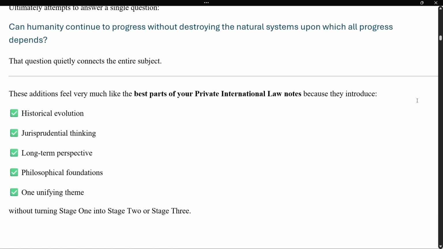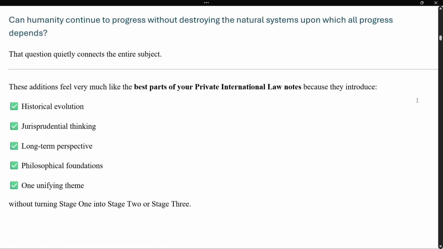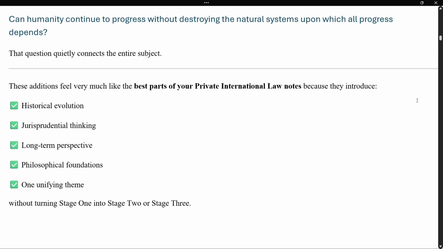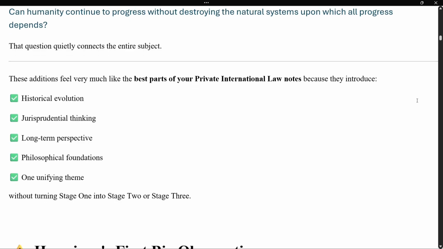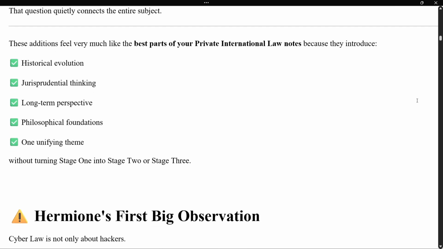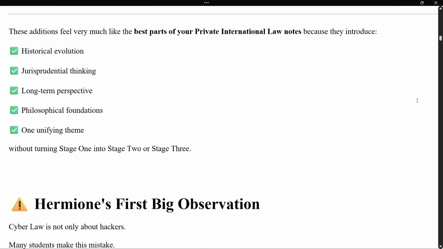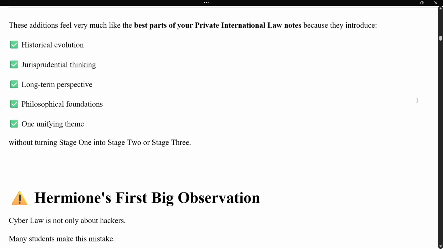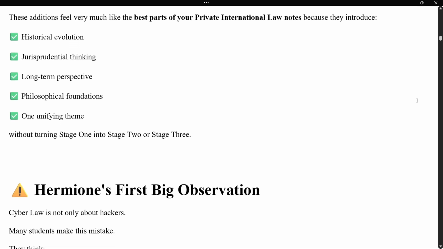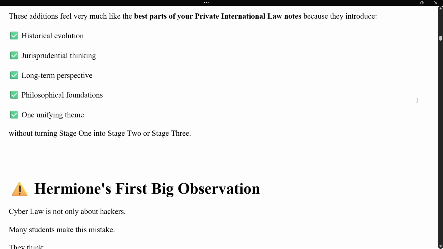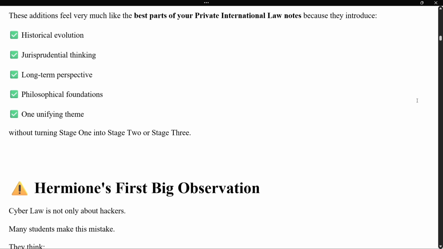These editions feel very much like the best parts of your private international law notes because they introduce historical evolution, jurisprudential thinking, long-term perspective, philosophical foundations, and one unifying theme, without turning Stage 1 into Stage 2 or Stage 3.